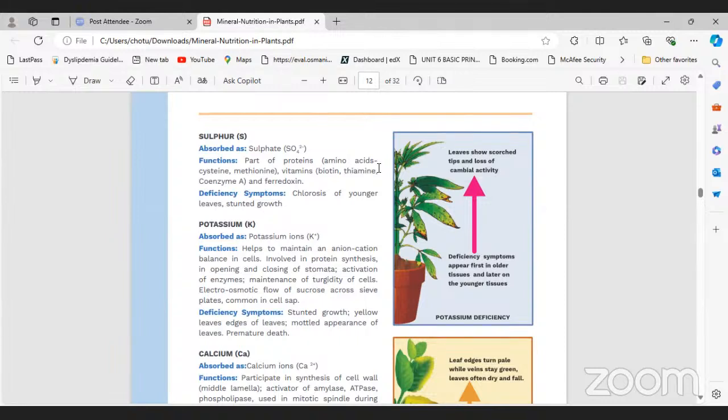Potassium deficiency symptoms: inhibit synthesis of protein, which results in the accumulation of organic nitrogenous compounds in the plant cell. Carbohydrate metabolism is checked, and the rate of respiration increases.